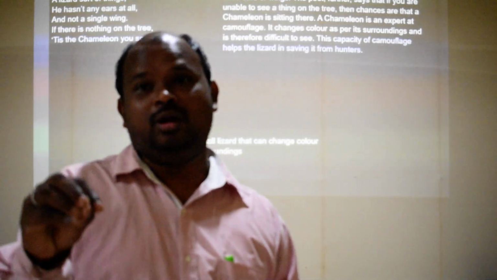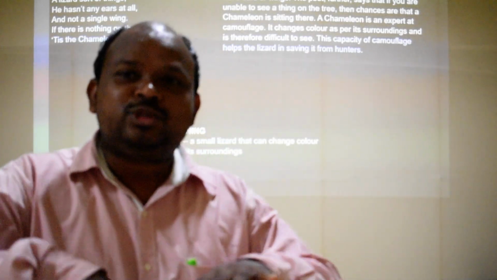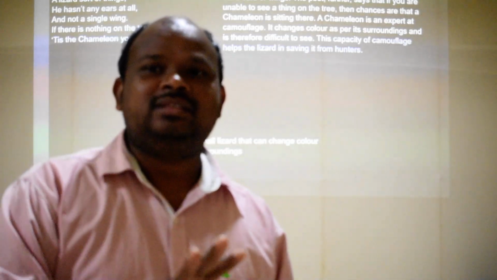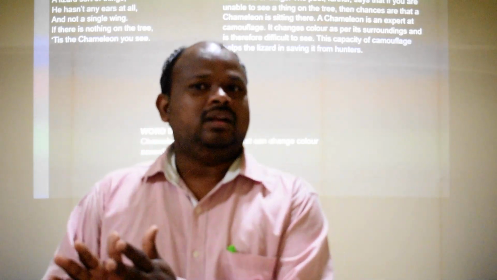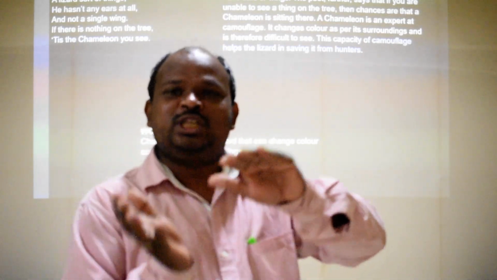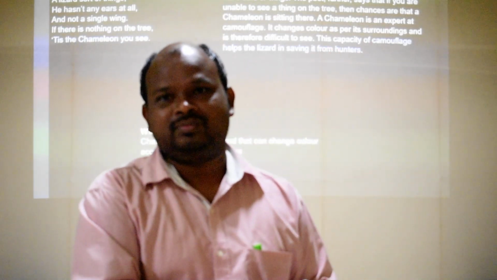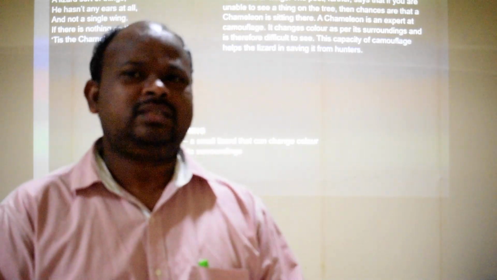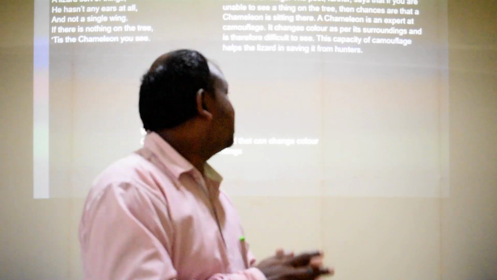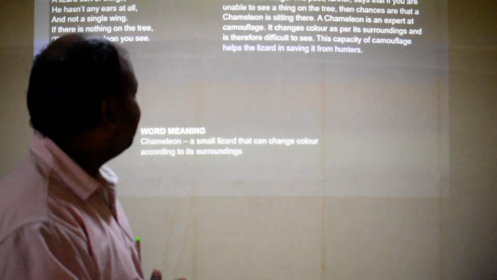That is a gift of God to every creature. It changes its color according to the situation. Suppose the tree is a particular color, the chameleon would change into that tree color, so that nobody would be able to identify it easily. That is just to protect itself. That's why the poet describes a chameleon in the stanza.